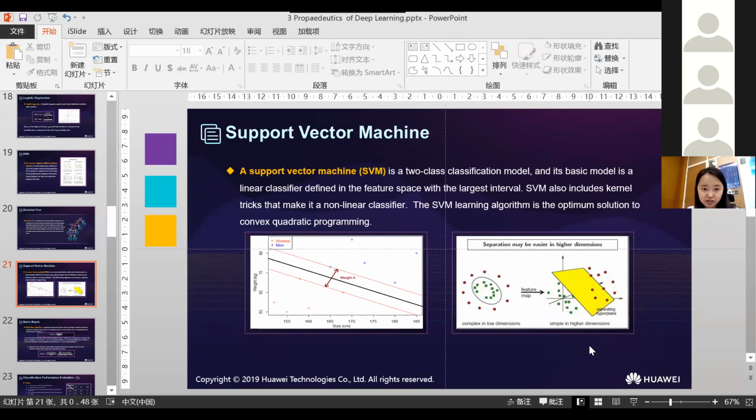support vector machine. This is just a simple introduction to support vector machine. There are a lot of other details in support vector machine, but here we're just going to talk about the main idea of support vector machine and the main idea of the kernel trick.